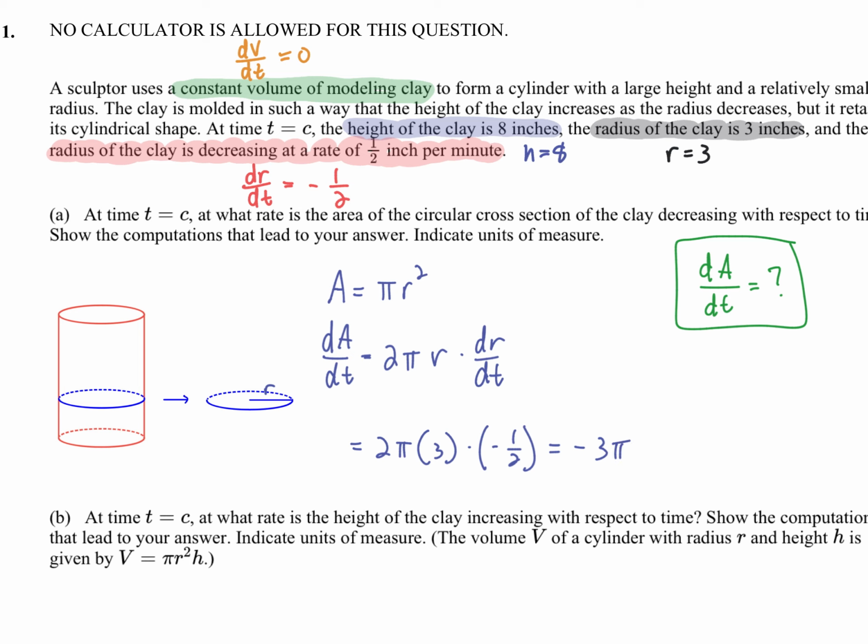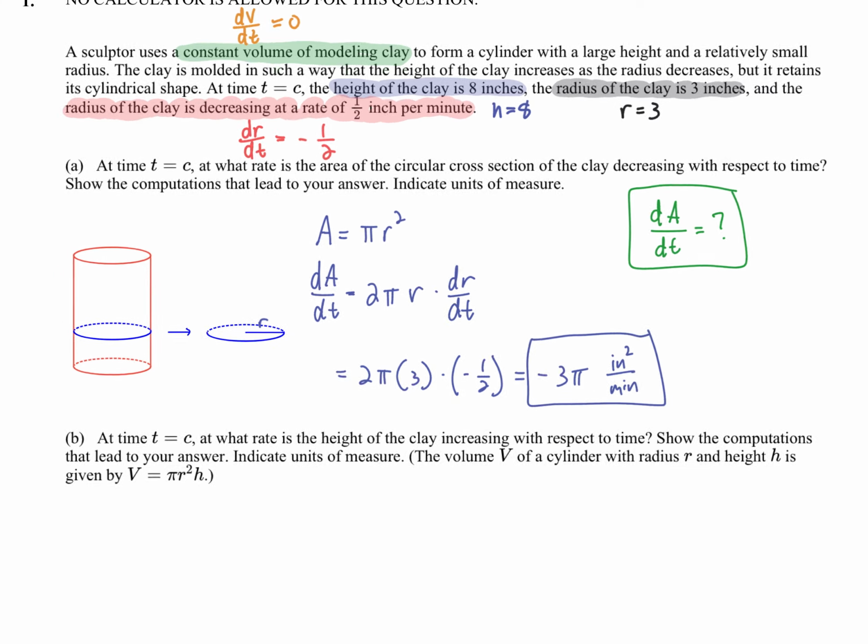Okay, and then we just simplify that, so that'll be negative 3 pi. Alright, and then units. So this is dA/dt, so we need the units of the area divided by the units of the time. The distance is in inches, so area will be in square inches. And then the time is in minutes. So this will be square inches per minute. Okay, so that's the answer to part A.